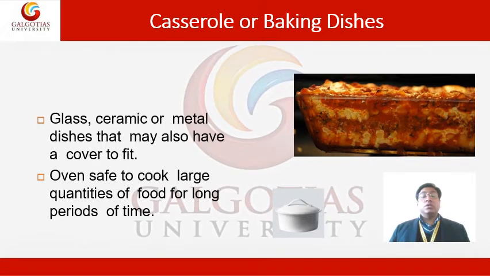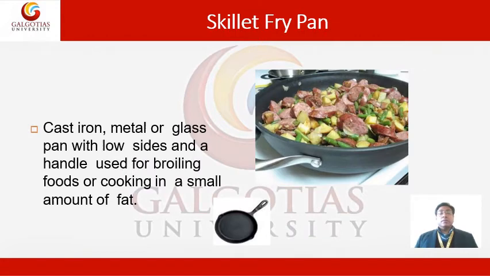Then we have casserole or baking dishes. A casserole, as the name says, is generally a glass, ceramic or metal dish that may also have a cover to fit. The food is baked in the casserole and served on the table, generally in the casserole or otherwise as well. Then we have a frying pan, or skillet. It can be cast iron, metal, or of different metals, and generally the food is tossed in it when we are cooking on medium heat.